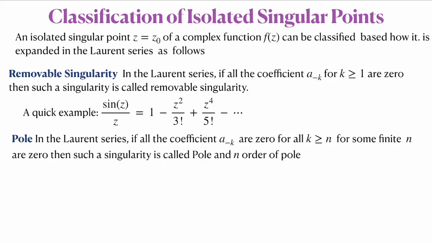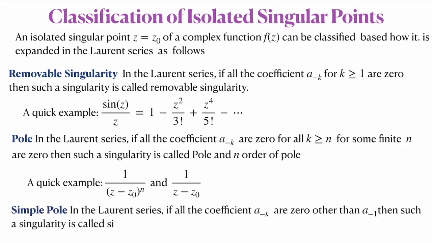Poles come in the Laurent series when all the coefficients a minus k are 0 for k greater than n, for some finite n greater than 0. Then such singularities are called poles of order n. A quick example is 1 by (z minus z0) to the power n. Here n is a given number. For all k greater than n, we have the coefficient a minus k equal to 0, and our series terminates at the value of minus k equal to n. Such singularities are called poles of order n. Now the simplest one is when n is equal to 1, a function of the type 1 by (z minus z0), and that we call a simple pole.